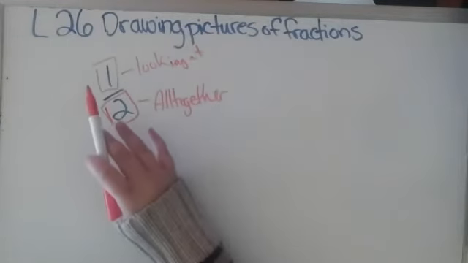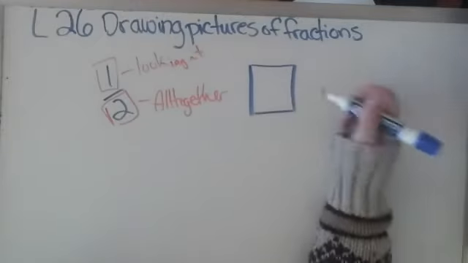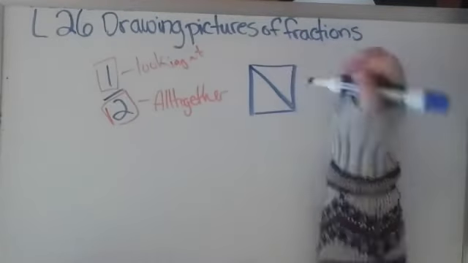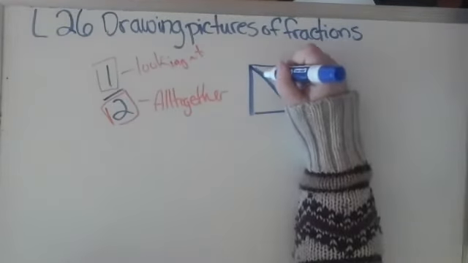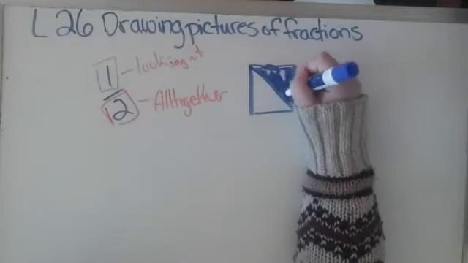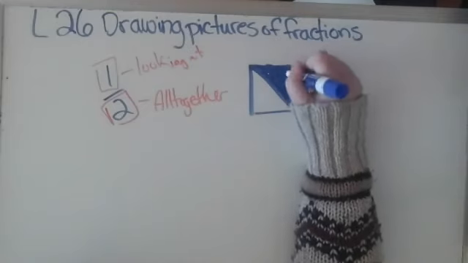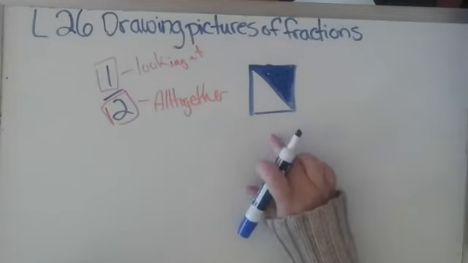All together, looking at. So if I had half of a square, my square would be split equally in half, and I would only be looking at one piece of it. Okay, that would be 1/2.